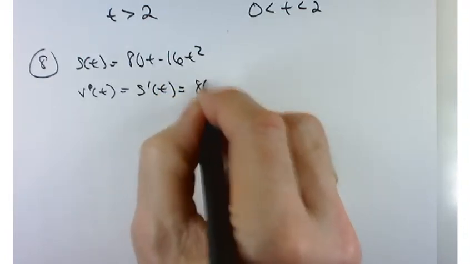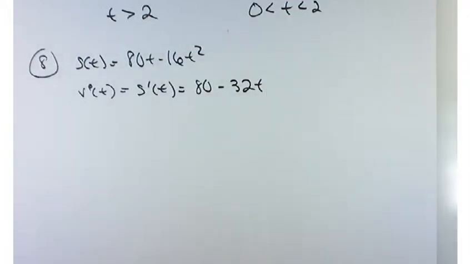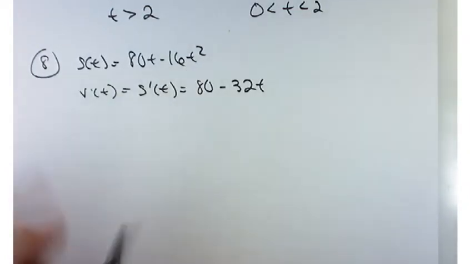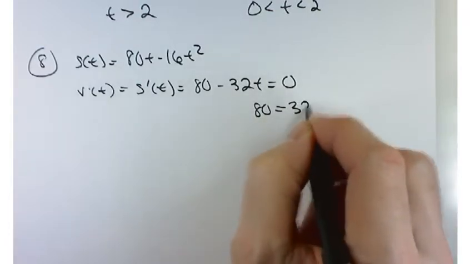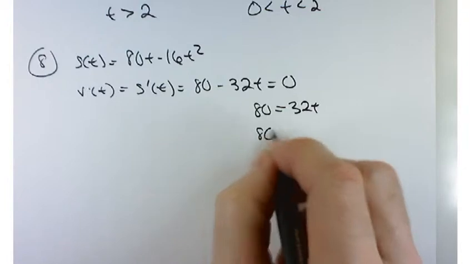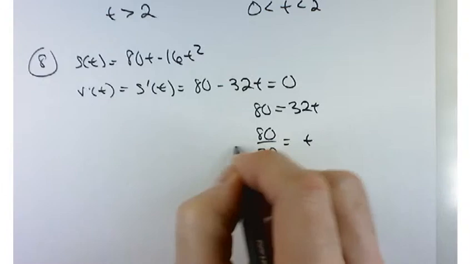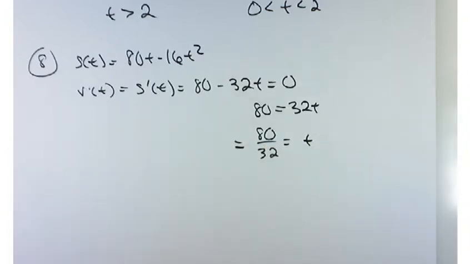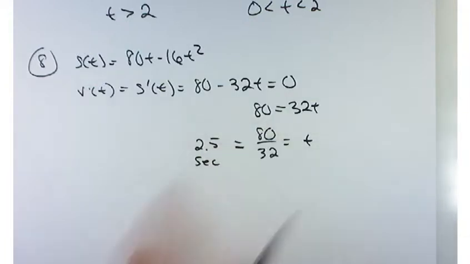S prime of t is going to be 80 minus 32t. Okay, well, that's not so bad. Now, if I want to know where this is equal to 0, we'll set it equal to 0 and solve. 80 equals 32t. 80 divided by 32, I think that's 2.5. Someone want to double check me on that one? 2.5? Good. So 2.5 seconds in, that's where you're going to have that maximum height.